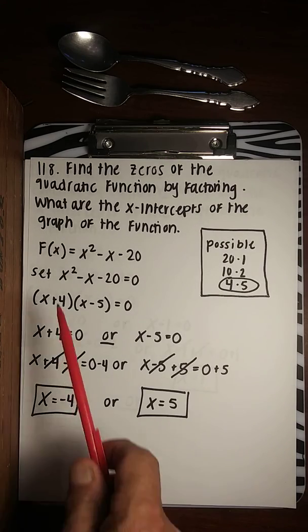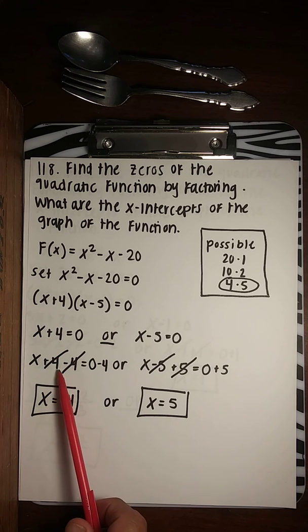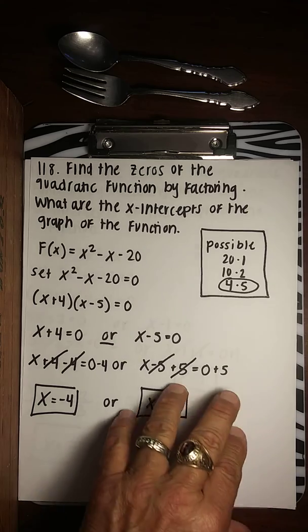Find the zeros of this. Set that equal to 0. X plus 4 equals 0. X minus 5 equals 0. Minus 4, minus 4. So x is negative 4 or x equals 5.